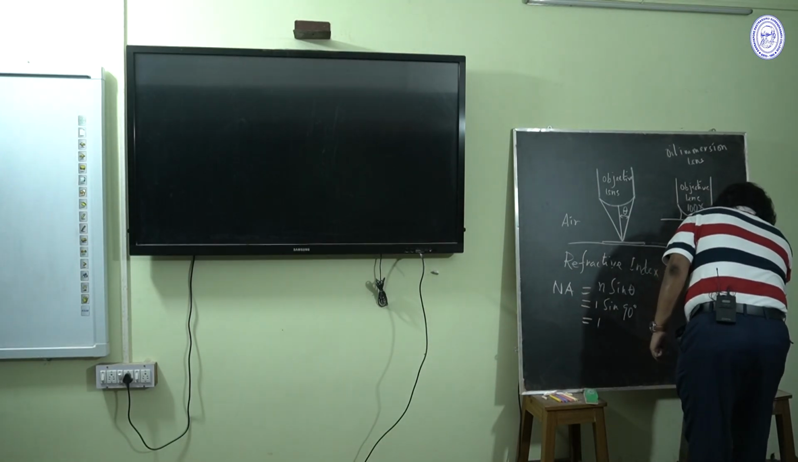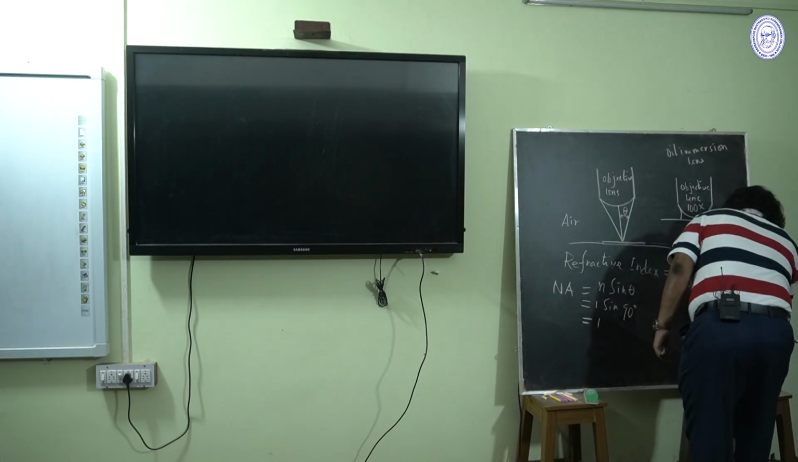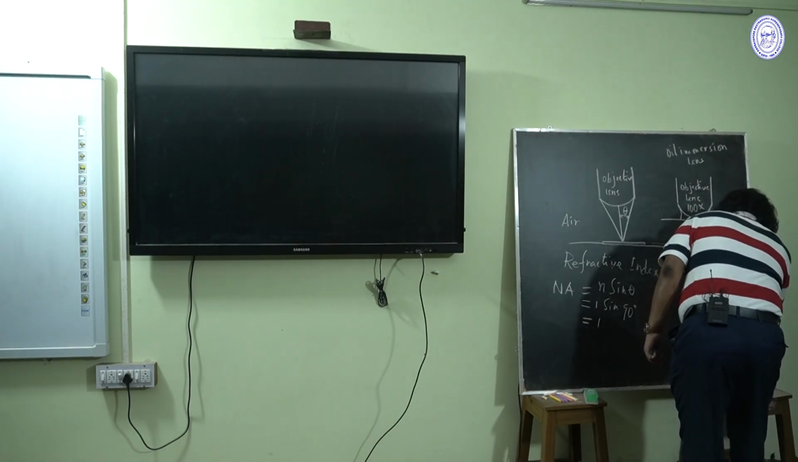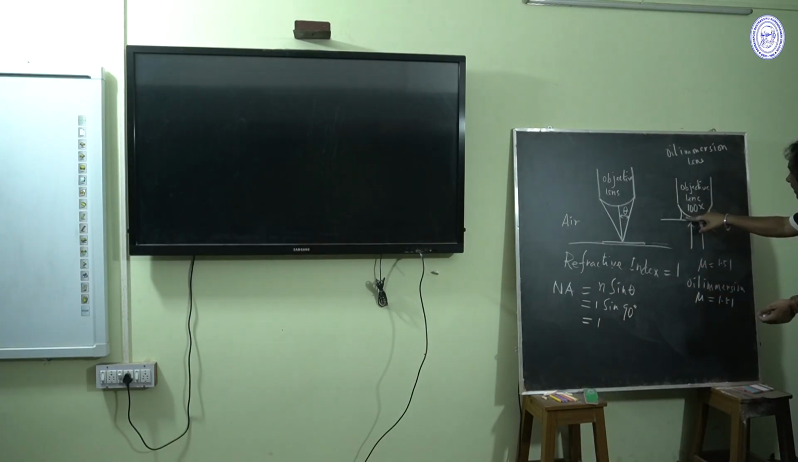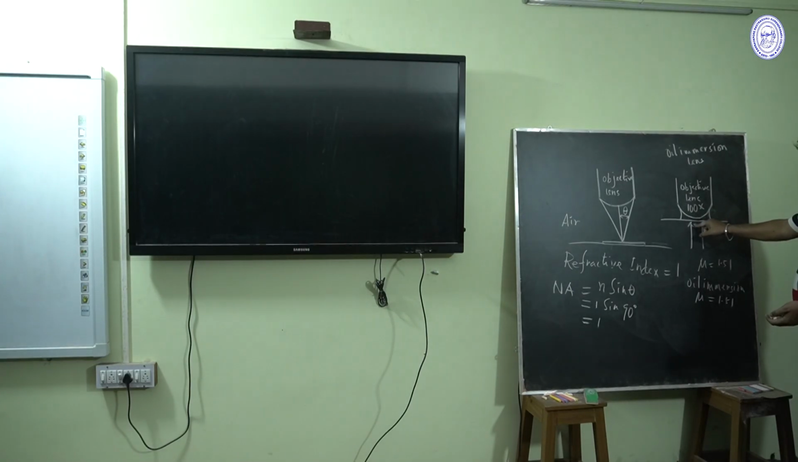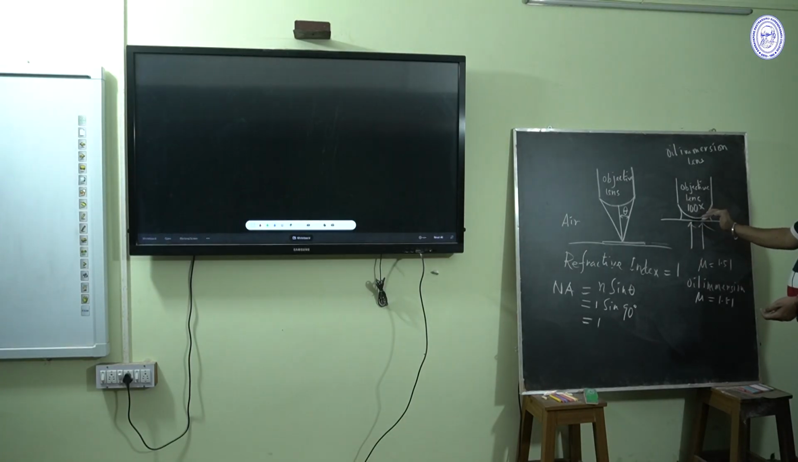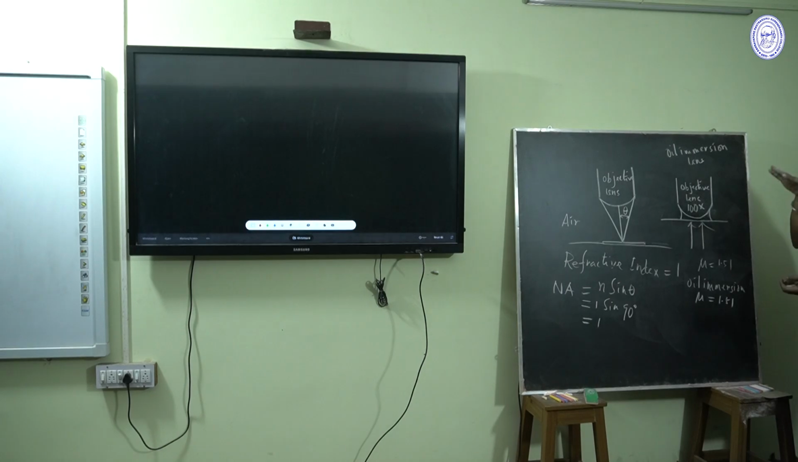Oil immersion, mu is equal to 1.51. That means it is filled with oil that has the same refractive index as the glass and the specimen glass. So there will be no bending of light. Light will directly enter into the objective lens. So the magnification will be much brighter, much more clear. For that reason, oil immersion is used here.